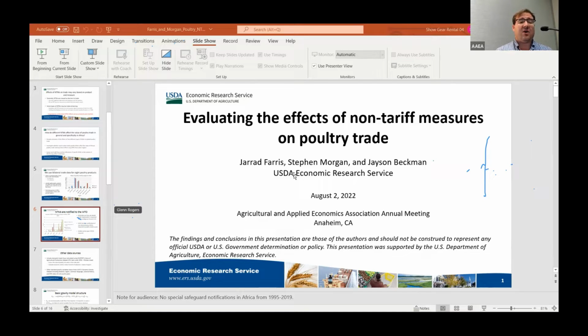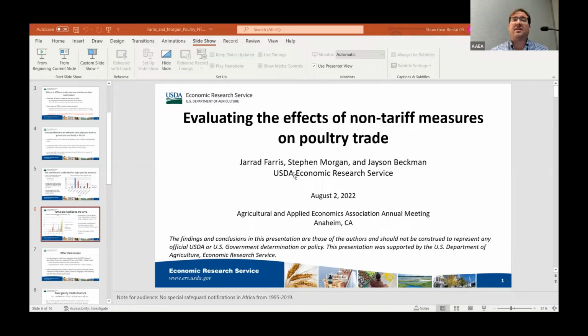However, if we look at the other non-tariff measures here, we actually see positive and significant coefficients more generally. And so there's some preliminary evidence that's robust across specifications for sanitary and phytosanitary measures and technical barriers to trade, that they may have a positive effect on the general value of poultry trade.